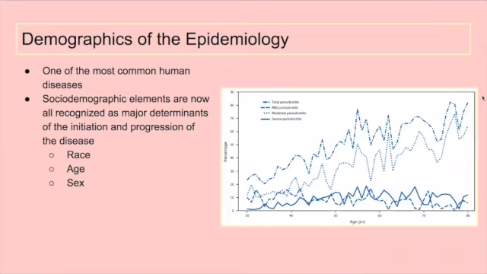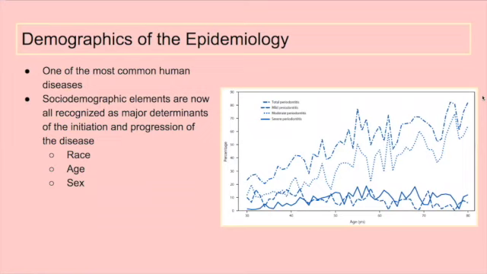Lastly, some demographics about periodontal disease. It is one of the most common human diseases. There are multiple different socio-demographic elements that play a role, one being race. For the age group of 30 to 54 years, 25% of non-Hispanic whites, 35% of Mexican Americans, and 42% of African Americans all have periodontal disease.